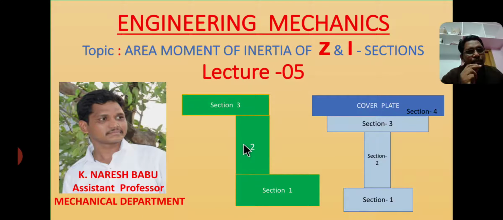In this class, I am going to explain about engineering mechanics. And today's topic is area moment of inertia of Z and I sections. Okay, this is a Z section having three rectangles, and this is an I section having three rectangles plus one cover plate. So the total number of sections is 4 for the I section in this particular case. Okay, the I section has a cover plate at the top of the flange.